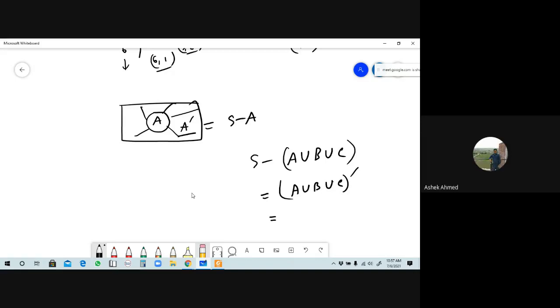Since you are saying it, okay, from here if you apply De Morgan's law, this will be, can you say, A complement, B complement and C complement? Tell me here, the complement of union is intersection. Complement of union is intersection. Understand? This is our main question.